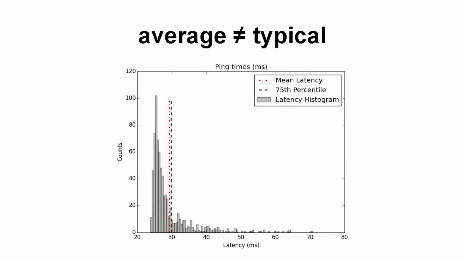And if I happen to plot the 75th percentile on this, it turns out that lies almost where the mean does. So what that means is, if I told you the average of this, I'd actually be telling you a time that was slower than 75% of the time, right?